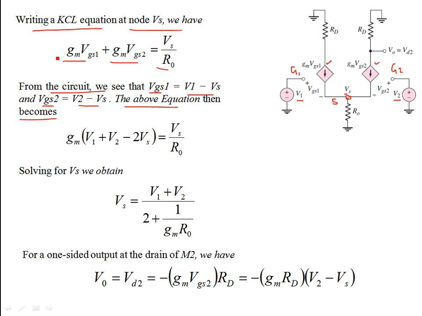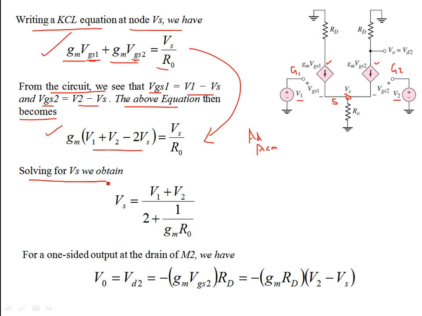So the above equation then becomes, if you replace VGS1 and VGS2 with V1 minus Vs and V2 minus Vs, V1 plus V2 minus 2 Vs. So gm (V1 plus V2 minus 2 Vs) is equal to Vs over R. So this equation can be written as such. If you expand this for VGS1 and VGS2, you have this relationship. The reason for bringing V1 and V2 into the picture here is that we need to derive the differential gain, and we need the common mode gain as well, which is in terms of V1 and V2. So we need these two gate signals, G1 and G2, for that.